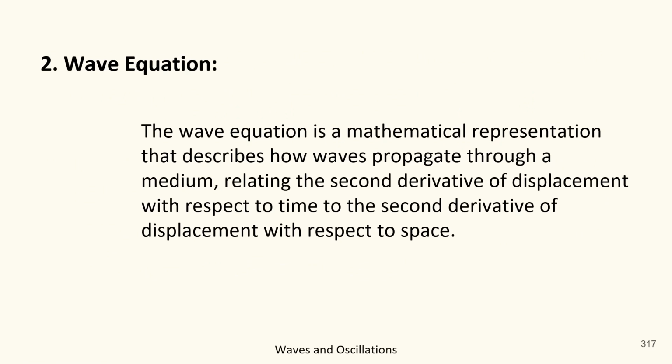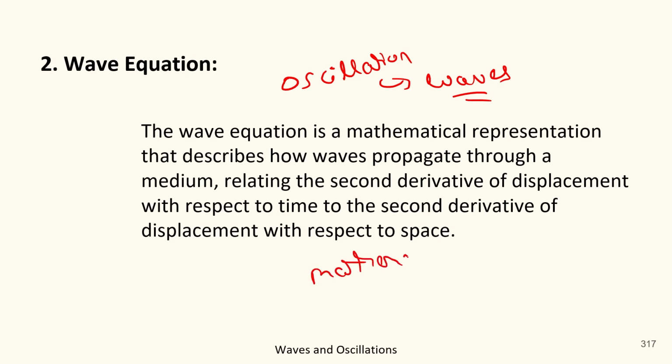The wave equation. What do you mean by the wave equation? Basically, whatever we have learned, oscillation is the forward and backward motion, the back and forth motion. Then it generates the wave. And representing the wave in mathematical expressions, for better understanding of the oscillation, the expression will be the wave equation.